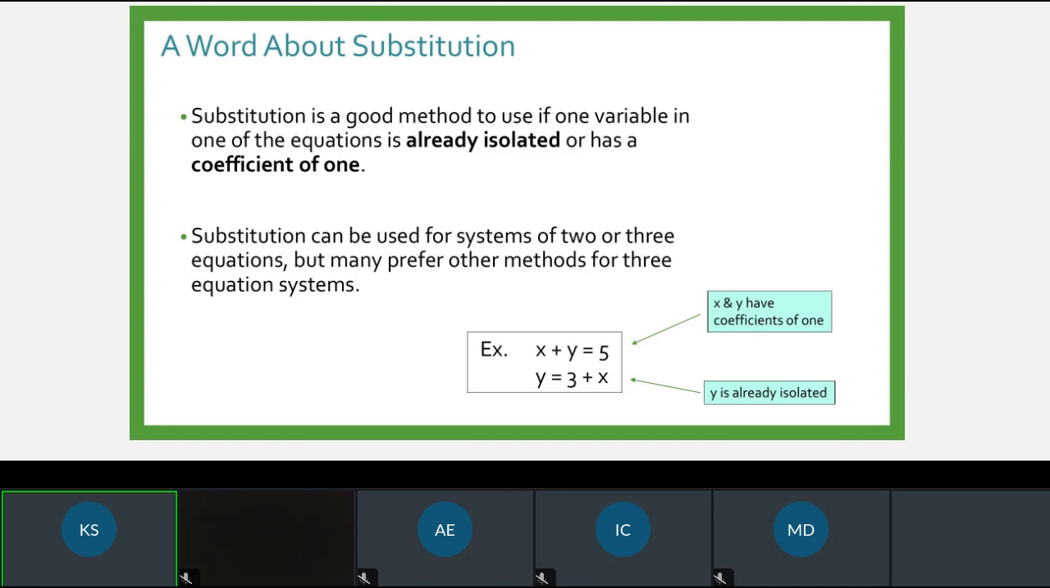So let's talk about substitution. When is substitution a good choice? Substitution is a good method to use if one variable in one of the equations is already isolated or has a coefficient of 1. In the example at the bottom, both x and y have coefficients of 1, 1x plus 1y. And in the second one, y is already by itself. That's what isolated means, to get it by itself. So this would be a perfect time to use substitution.